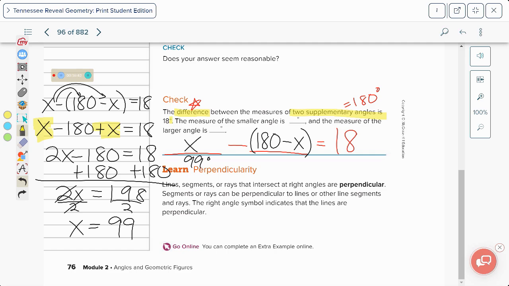Now we want to figure out the measure of the other angle. Well, we said that was represented by 180 minus x. So 180 minus 99 gives us a measure of 81 degrees. So we have one angle equal to 99, one angle equal to 81. Again, if you wanted to double check, add them together. Make sure they equal 180 because they are supplementary. If that happens, you've done something right.